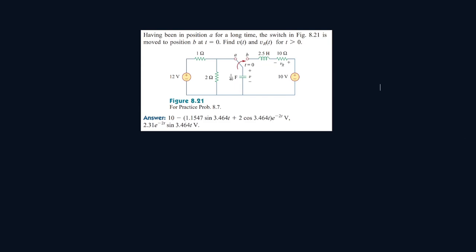Okay, so for the following circuit, we have to find V, and then after we find V, we have to find VRT. So sorry, we have to find V and then VRT. So we have to first find this, and then after that, we have to find this. So let's start by viewing the circuit when t was less than 0.